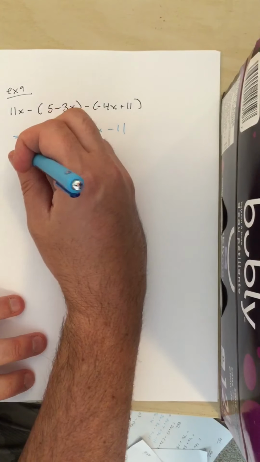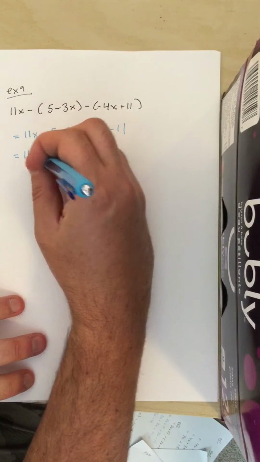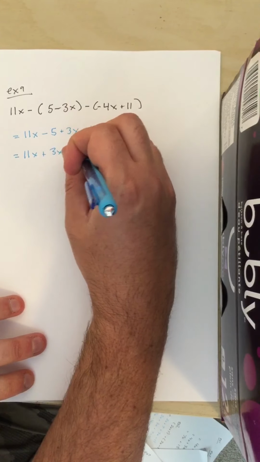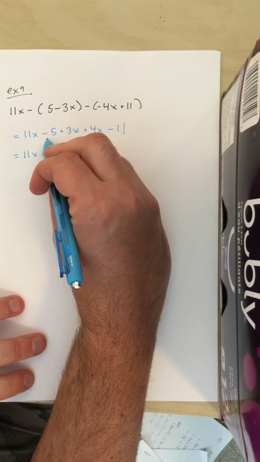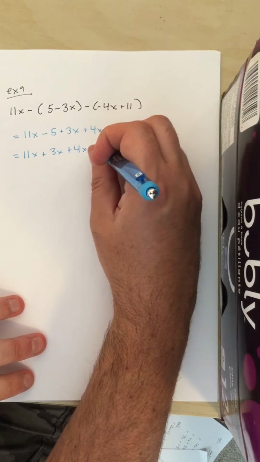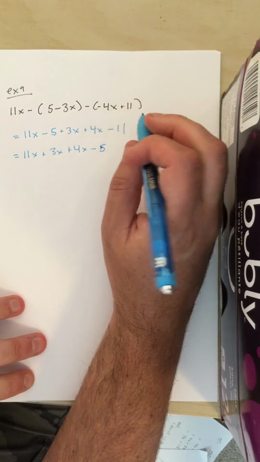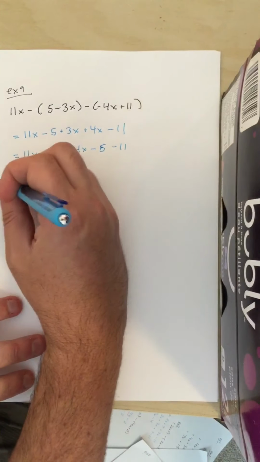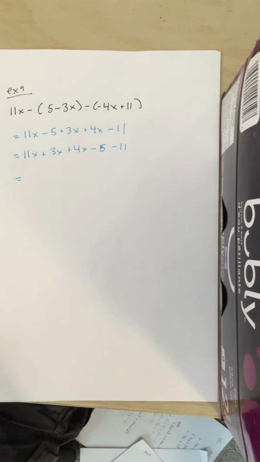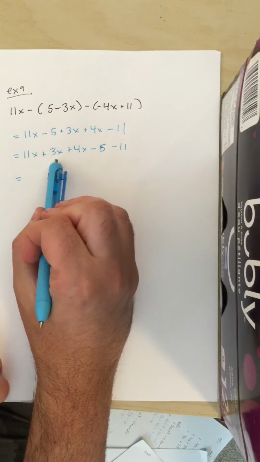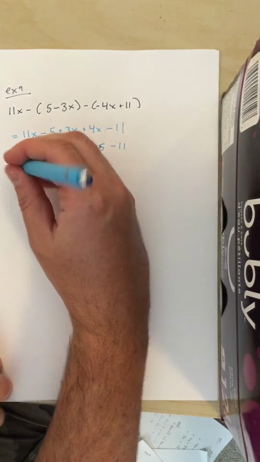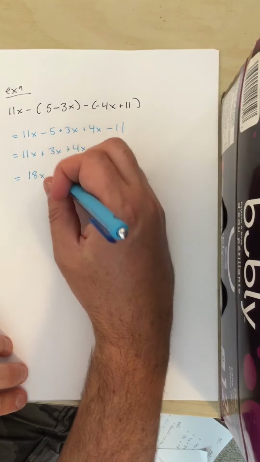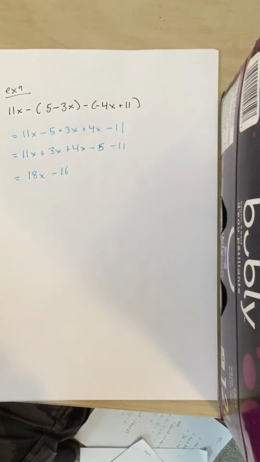We'll collect the like terms. 11x, the 3 drags the plus with it. The 4 drags the plus with it. The 5 minus drags this, becomes a minus 5. And minus 11. And then we just add these. So 11 plus 3 is 14 plus 4 is 18x. Negative 5 minus 11 is minus 16.